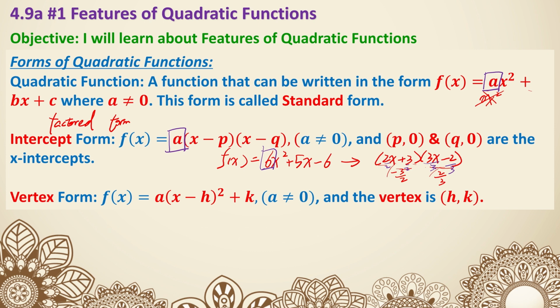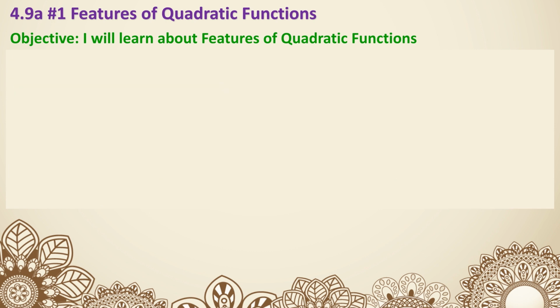Lastly, vertex form. Of course, that means we have a vertex. a(x − h)² + k. It's easy to find the vertex, which is (h, k). But it's the same thing, we have this leading coefficient a in the front. Later in this whole 4.9 lesson, we're going to convert between standard form, intercept form, and vertex form. But now let's define something else.